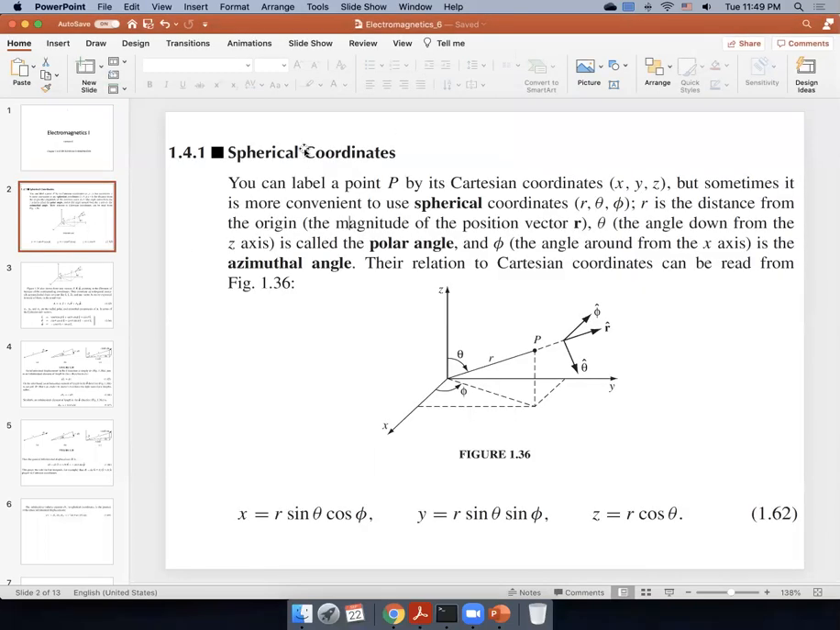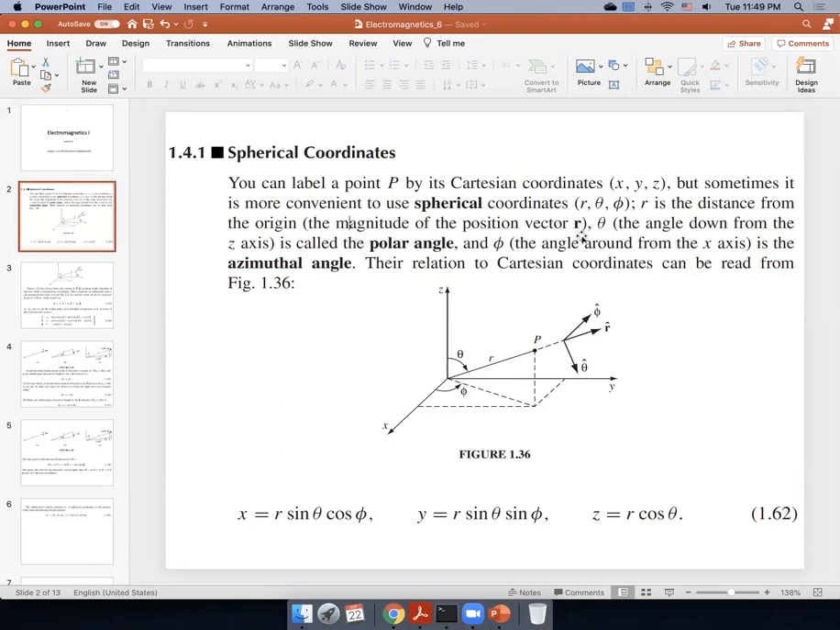First, let's see the spherical coordinates. Here we have, let's say, a vector r or a position p. If you connect the position p and the origin, you can get this vector r. So this position or point p could be expressed by the Cartesian coordinates x, y, and z. Here we see the x, y, z axis, but sometimes it's more convenient if we use spherical coordinates.